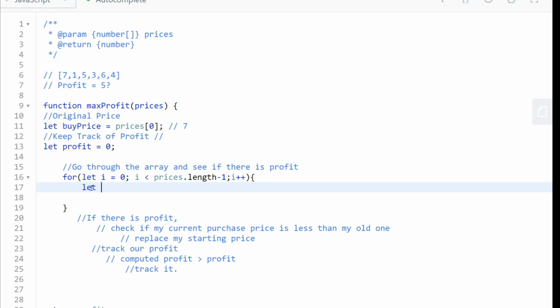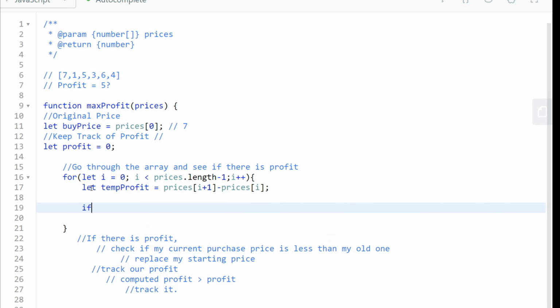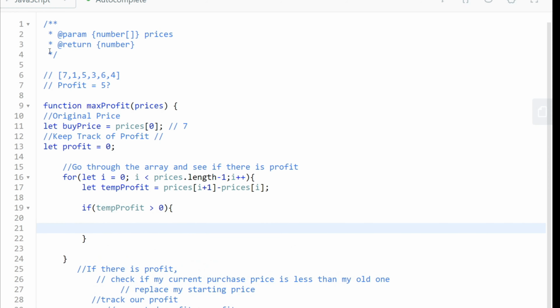So I'm just going to make a temporary variable in here. Let's call it temp profit, which will equal prices at I plus 1 minus prices at I, right? My temporary profit is going to tell me, hey, is the temporary profit greater than 0? Yeah, in my case here, 1 and 5, there would be, right?